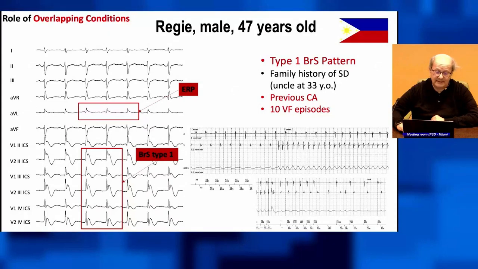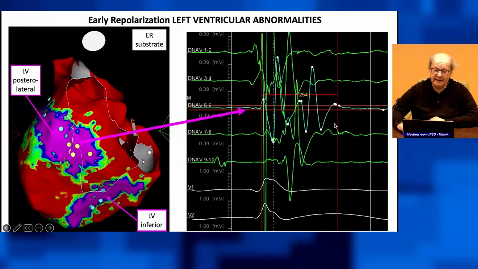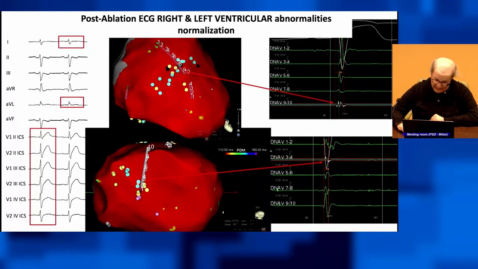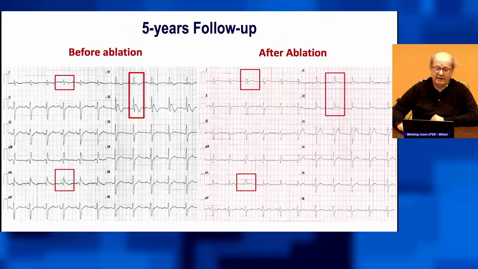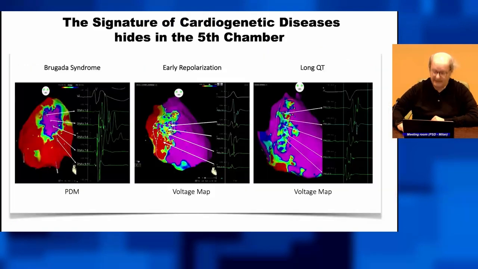But we have to admit that sometimes we have a very complex substrate, the combination of early repolarization and Brugada. You see the early repolarization in aVL. You see the substrate of Brugada in the anterior wall, the signature of Brugada here, but also we have the signature of early repolarization in the left posterior lateral wall and left inferior lateral wall. So what is necessary in this case is the ablation of all these three substrates, anteriorly, posteriorly, and inferiorly. And this is very effective because we completely eliminated this overlap condition of cardiogenetic disease.